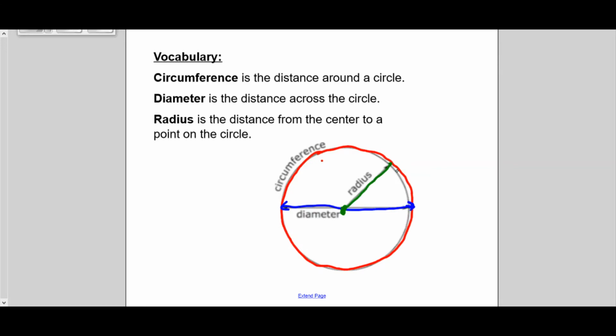So the green line is the radius. It goes from the center to the edge. The blue line is the diameter. It goes all the way across the circle. And then the red line is your circumference. This is your distance around the circle. So it's basically what makes your circle the circle.